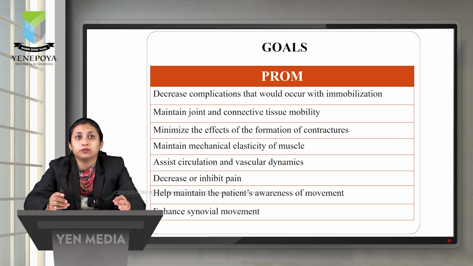All of these complications can be reduced because of giving passive range of motion exercise. To maintain the joint and connective tissue mobility also, passive range of motion helps in order to minimize the formation of contracture. That is, because of immobilization, if any contracture is happening, we can give passive range of motion, and that prevents it. To maintain the mechanical elasticity of the muscle and assist the vascular dynamics of the circulation, it will help. In order to decrease or inhibit the pain, and to maintain the patient's awareness about the movements, this will help. And it enhances the synovial movement, that is the fluid movement.